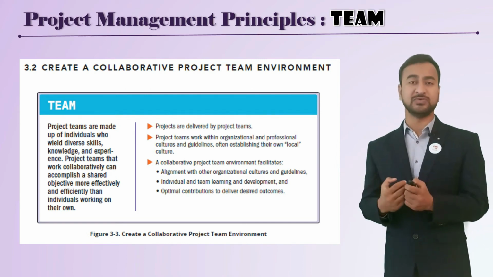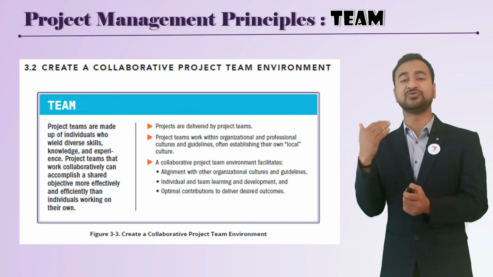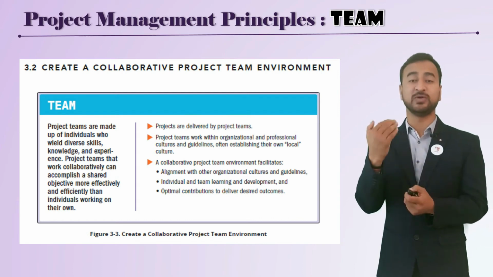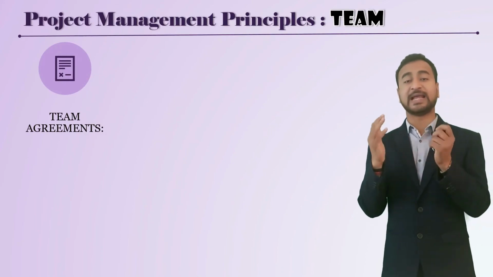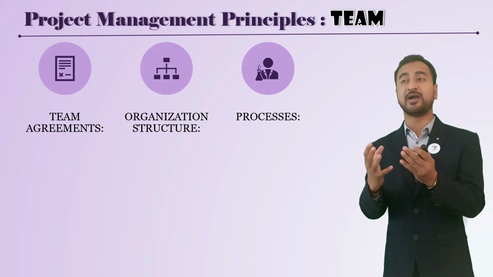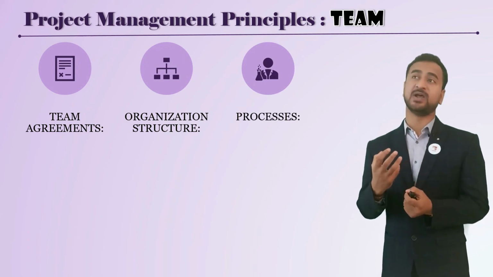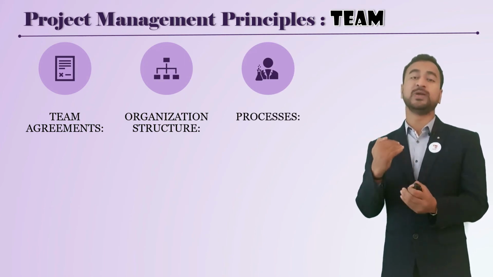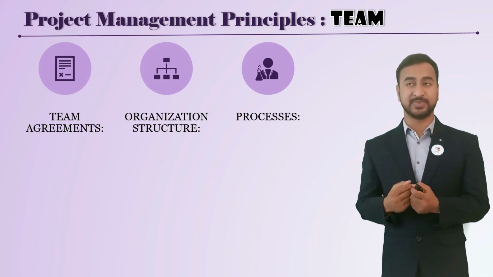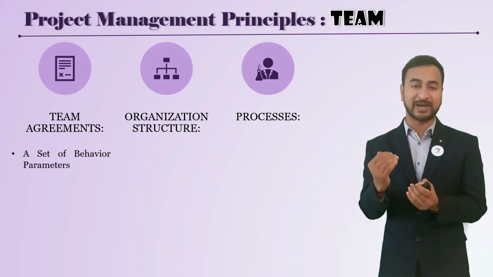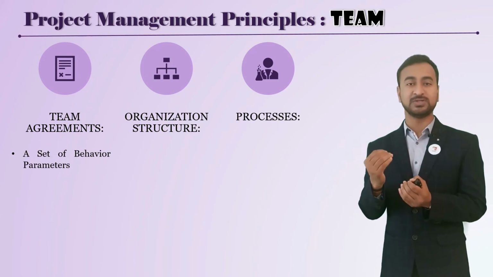So how are you going to achieve it, and what are the certain concepts that you should have clarity on in your mind to achieve that team spirit and improve the productivity? Here it's mentioned: team agreement, organization structures, and the processes are required to develop that team spirit. Or I can say the culture barrier is the highest that you have to overcome to achieve the team spirit. So team agreement is a set of behavior parameters, or we can say a set of ground rules.